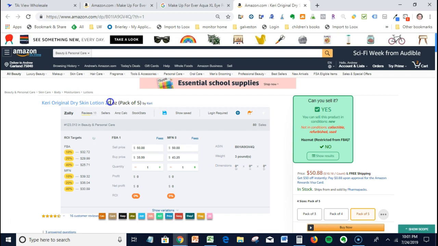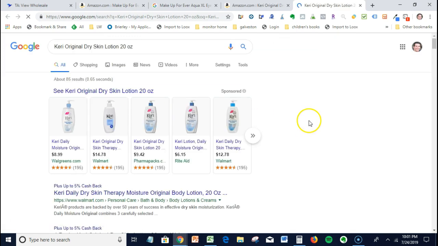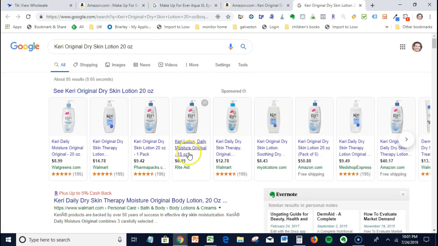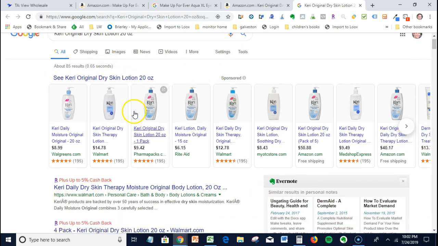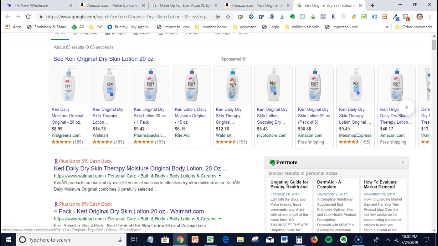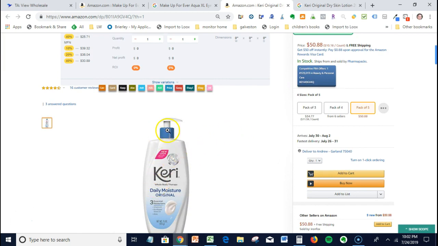Okay, so let's just see. Carry original dry skin, 20 ounces. Don't highlight the pack of 5. Just do this. Alright, so then we've got Walgreens here. We've got Rite Aid, $6.15. I don't have a Rite Aid, but just looks like there are quite a few places here. Walmart's got it, and these look different. You got to make sure it looks like the one here. It looks like pink with a blue cap.